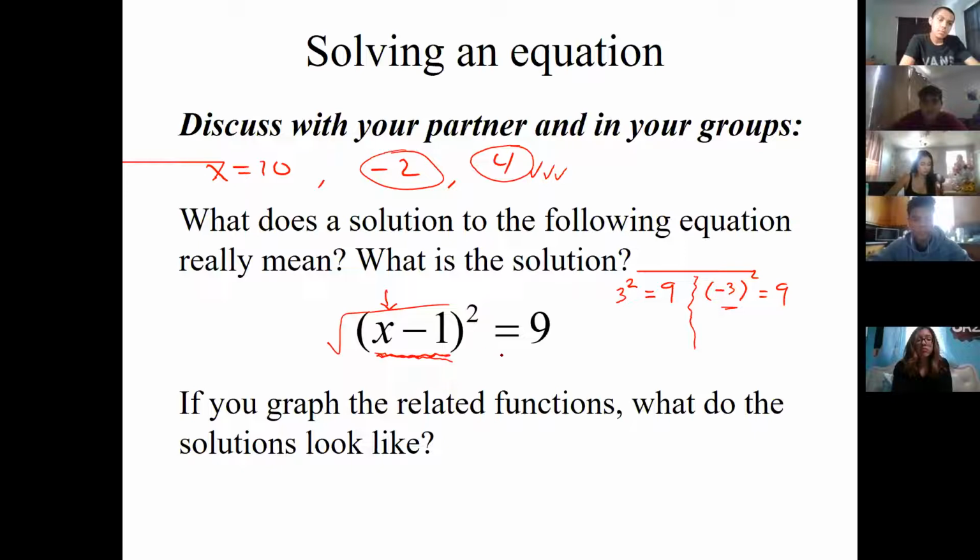But we could have solved this with algebra, right? We could have taken the square root of both sides. The square root of the squared, these go away. So then you have the square root of 9, which gives us the plus or -3, which will give us both our answers. So that's using algebra. But what does this really mean? What did we find? We found x is -2 and x is 4.